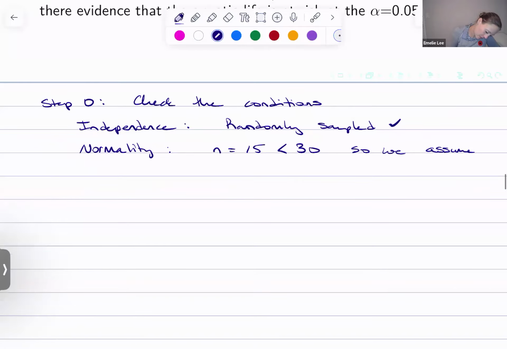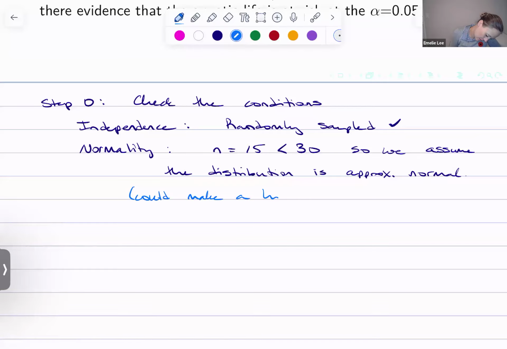We assume the distribution is approximately normal. We could make a histogram of the measurements and check it. I don't have that, and so then I just have to go ahead and assume that it's approximately normal. I'll do a little note here. Could make a histogram to check. We're not going to, but you could. Okay.